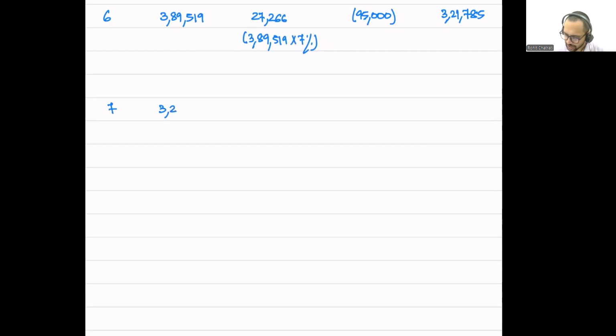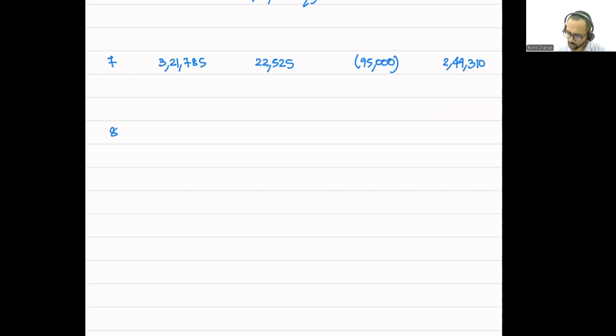I then have year 7. The beginning balance will be 3,21,785. Interest will be 321,785 multiplied by 7 percentage, which is equal to 22,525. I then have a lease payment of 95,000. So it will be 3,21,785 plus 22,525 less 95,000, which is equal to 2,49,310. For year 8, I have 2,49,310 as the beginning balance multiplied by 7 percentage is 17,452 less 95,000 of payment at the end of 8th year. That is going to give me a closing balance of 1,71,762.